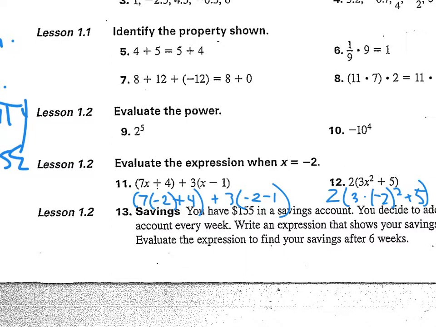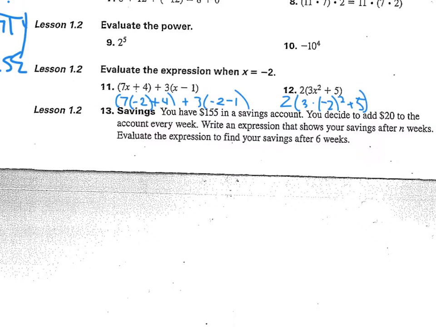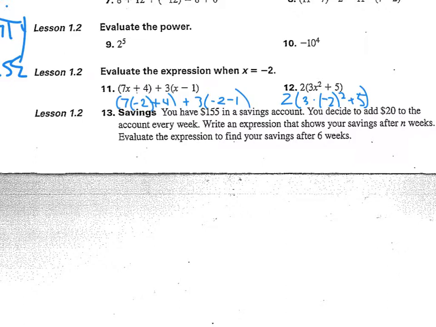I just need to do a little bit of erasing so we can talk about the last problem, the word problem. They just want us to write an expression. It says you have $155 in a savings account. That's not very much money, so hopefully you'll have more someday. You decide to add $20 to the account every week. So every week we're adding $20 to this balance in the bank. Write an expression that shows your savings after n weeks, and then evaluate the expression to find your savings after 6 weeks.